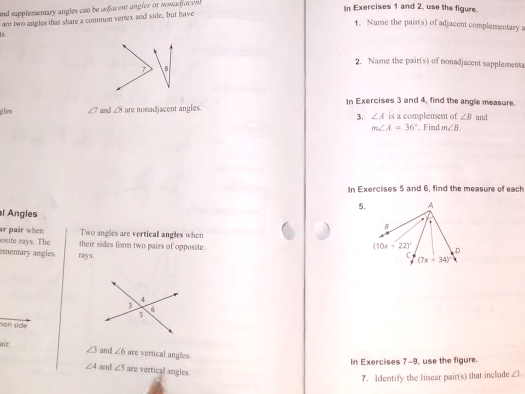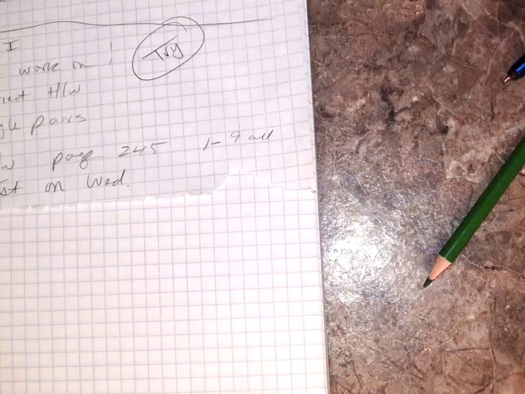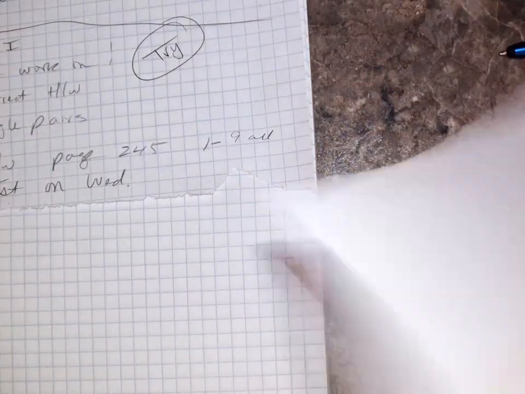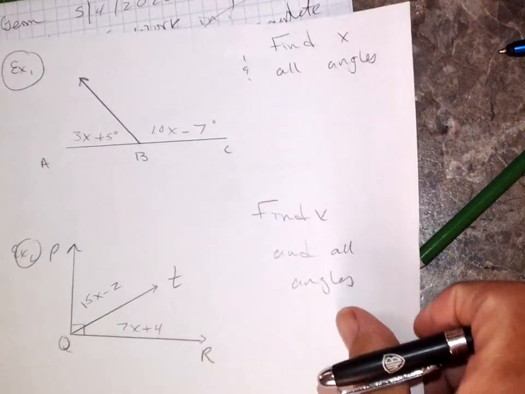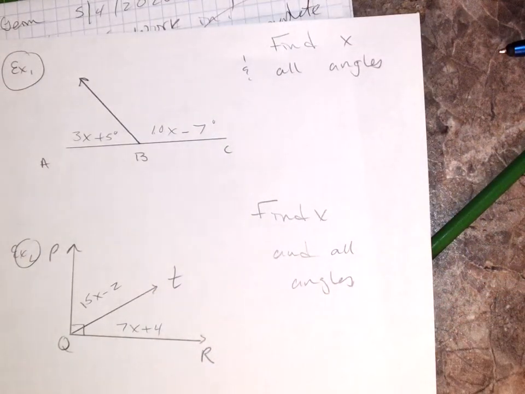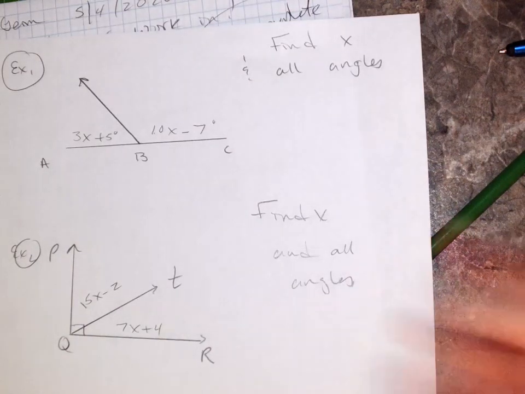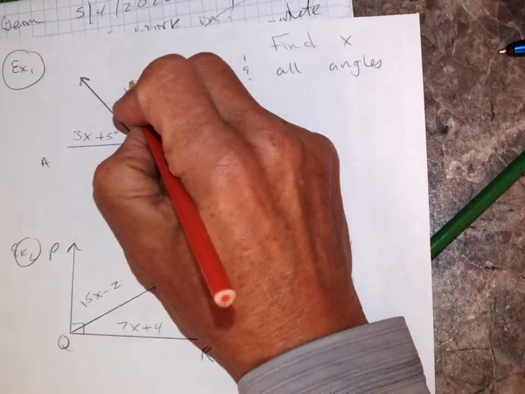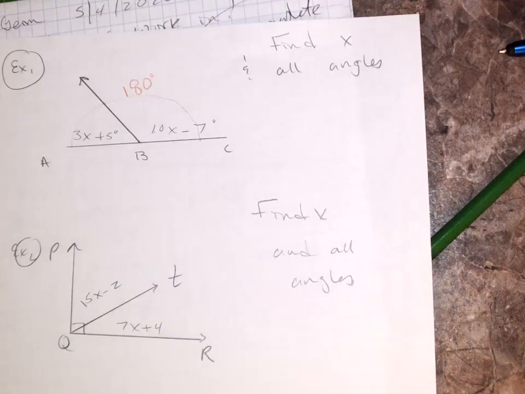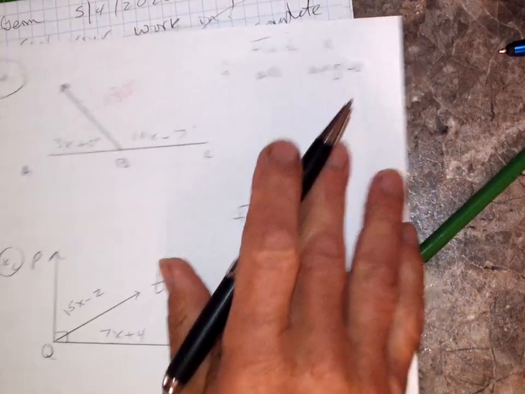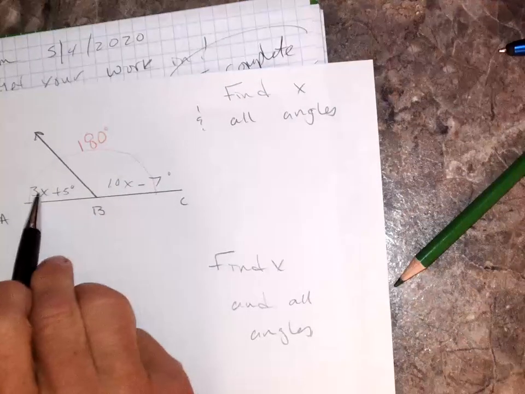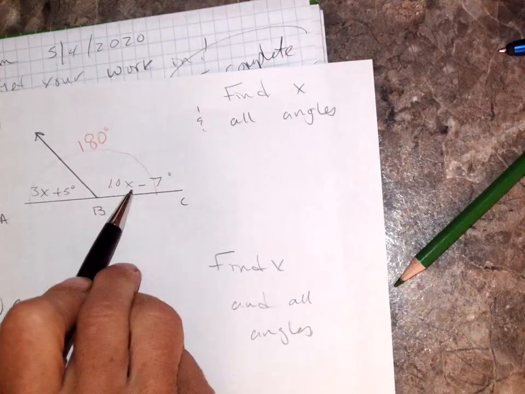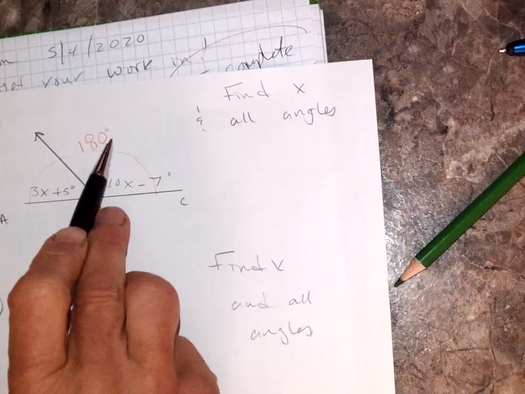Okay, now I've got actually two little examples I want to do with you. So let me take a look. Okay, so far so good. Okay, example 1. Find x and the angles. Well, when I look at this, I see a linear pair, which means that they have to add up to 180 degrees. So I'll set this up as an equation where I'll take my 3x plus 5 plus my 10x minus 7 and set it equal to 180.